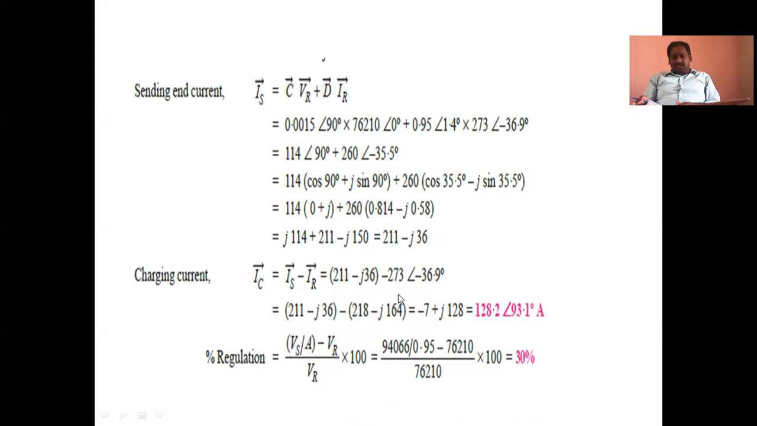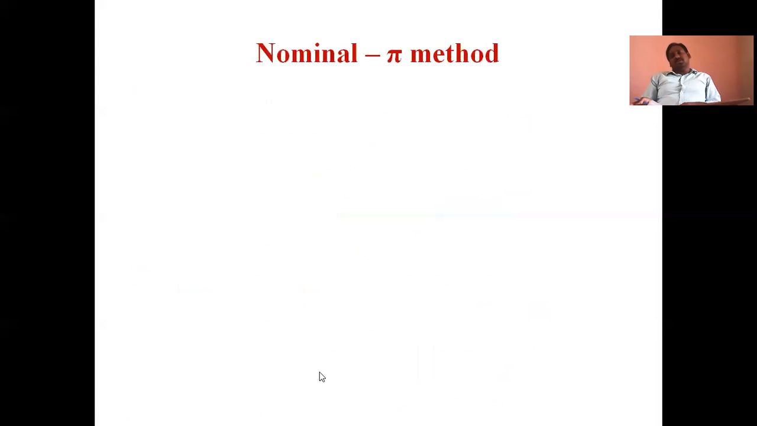Now, in order to calculate the charging current, the sending end current is required, because IC is equal to IS minus IR. IR is already there, from the delivered power factor we can calculate IR, but we require the sending end current. The sending end current is C into VR plus D into IR. The C value is there, the D value is there, VR is there, IR is there. Substituting, this is complex form 211 minus j36. Then substituting IS and IR, finally we get 128.2 at an angle 93.1 amperes. This is the charging current and this is the regulation.